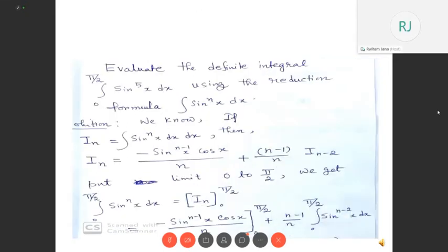Evaluate the definite integral from 0 to pi by 2 of sine to the power 5x dx using the reduction formula of the integral of sine to the power n x dx. Now you write the reduction formula for the integral of sine to the power n x dx.